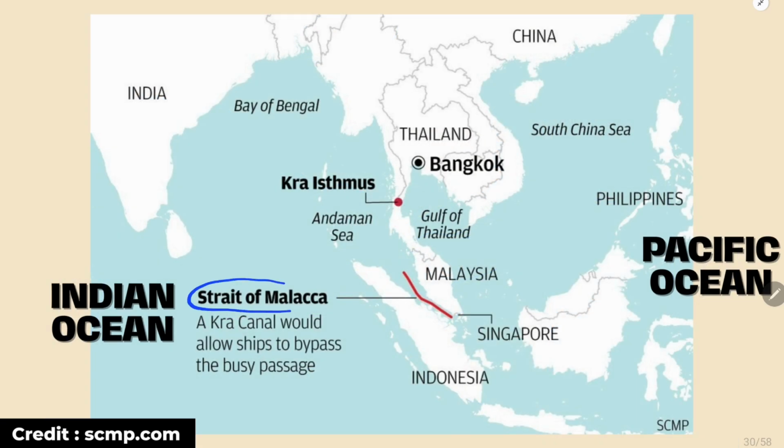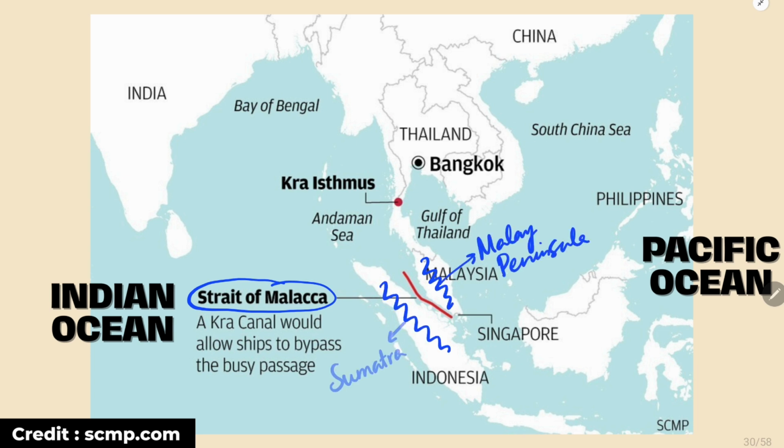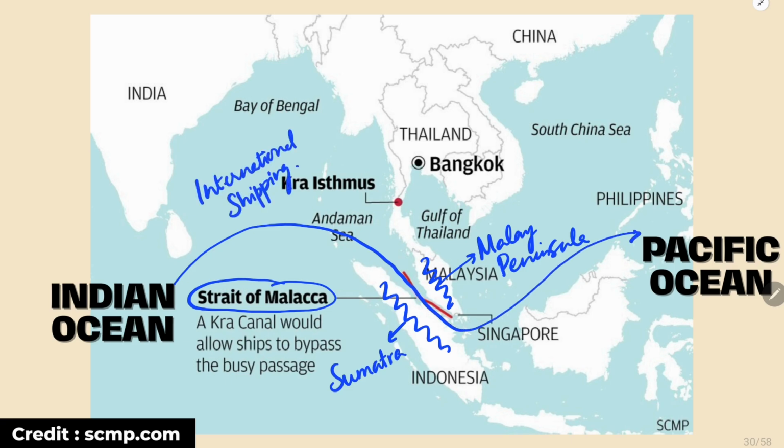Then we have the Strait of Malacca, which lies between the Malay Peninsula and the Indonesian island of Sumatra. This connects the Indian Ocean to the Pacific Ocean and is a major route for international shipping.